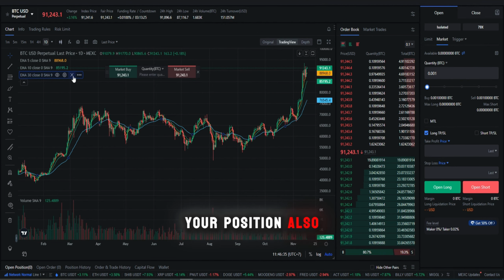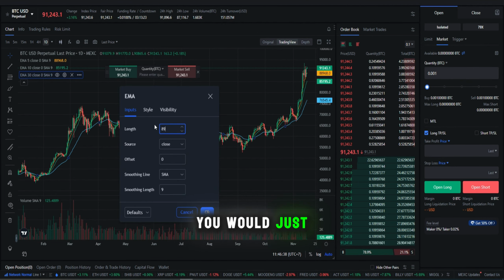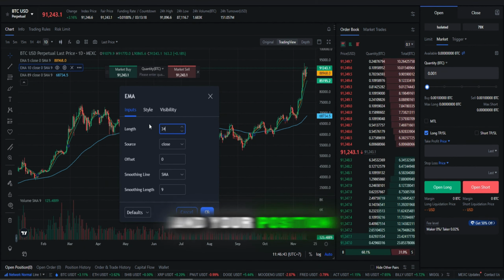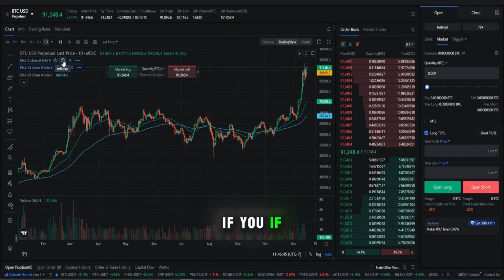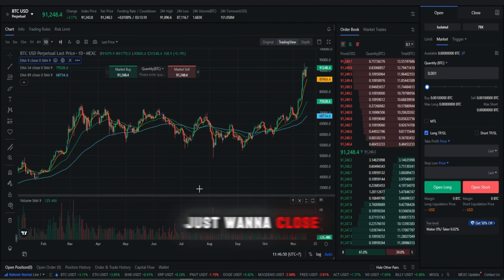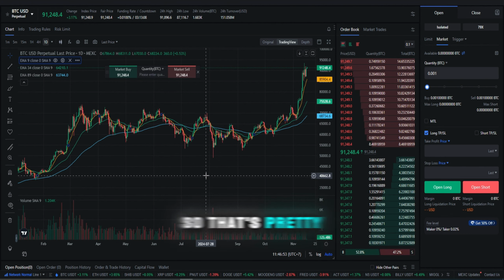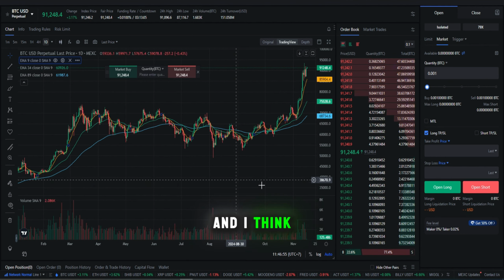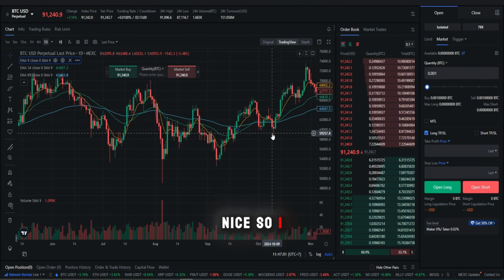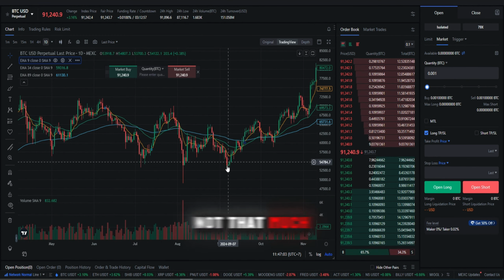You can close your position also from here. If you click on this arrow, you would just choose the best price possible right now, and then you can click instant close and your position will be closed again. So that's also pretty simple. If the market is very volatile and you don't want to wait until your take profit or stop loss is hit, you just want to close it immediately, you can do it from here. So that's pretty nice too. And I think, yeah, you can also choose a percentage and take, for example, half of your profit, which is also nice. So I think other than that, there's pretty much not that much to say.